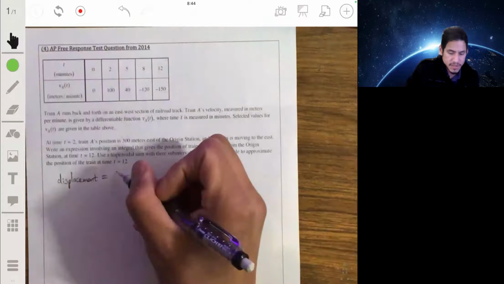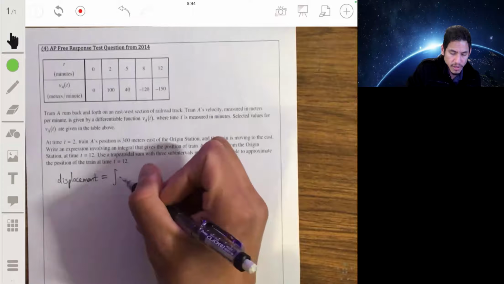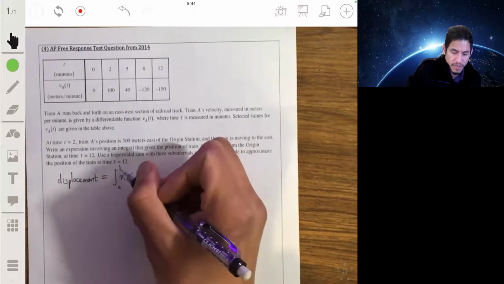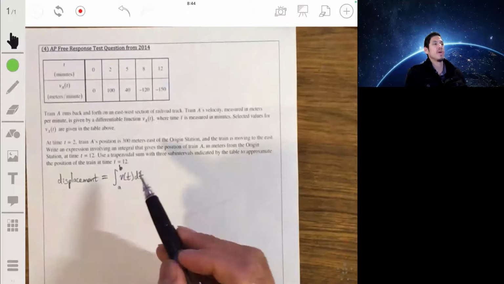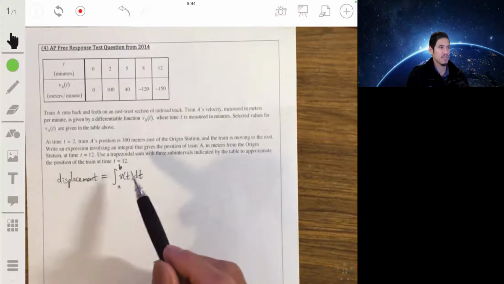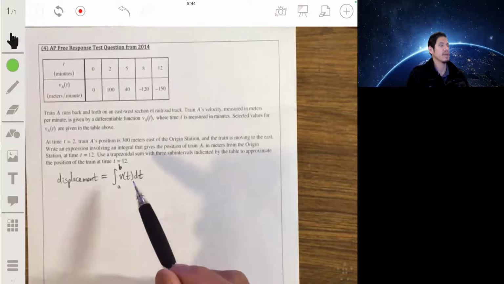So displacement is simply the integral of the velocity function over an interval, so over an interval from a to b. It's that simple. You don't have to worry about finding zeros or absolute values or whether this velocity function is going to be positive. You just have to integrate it.